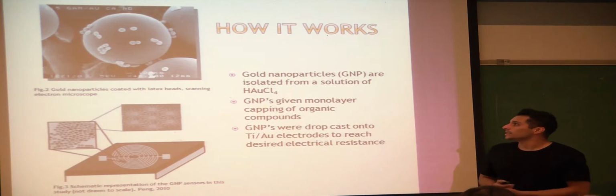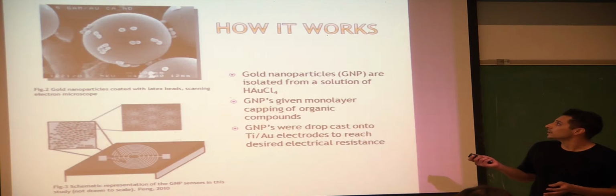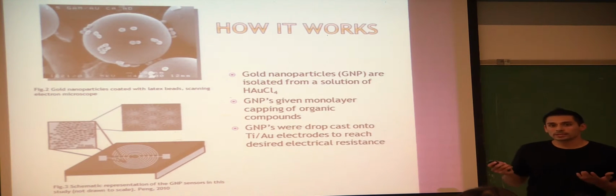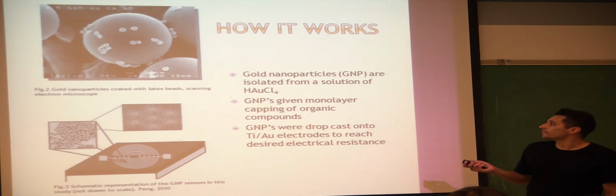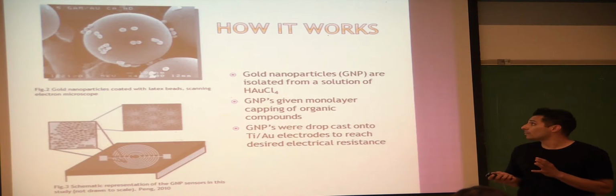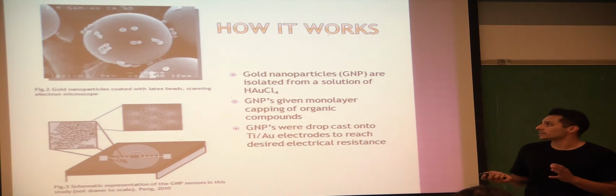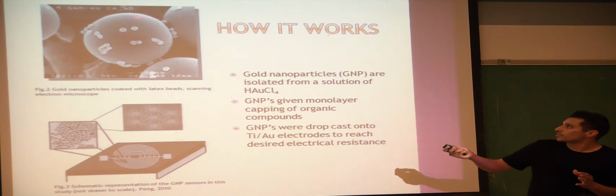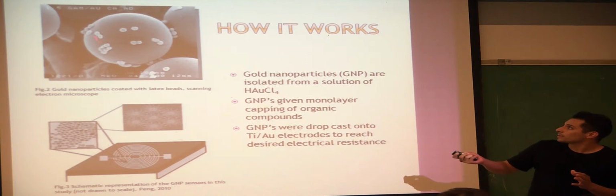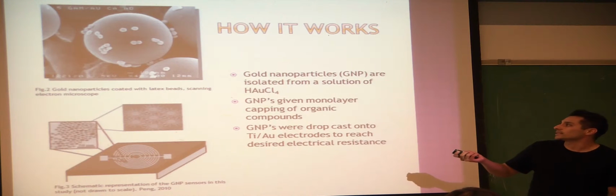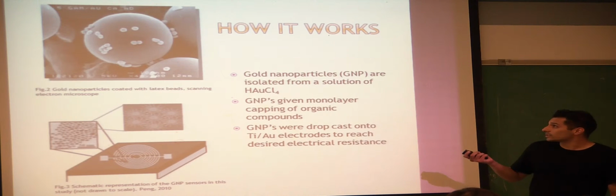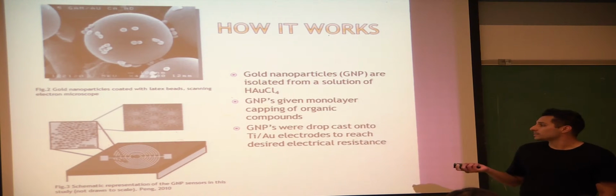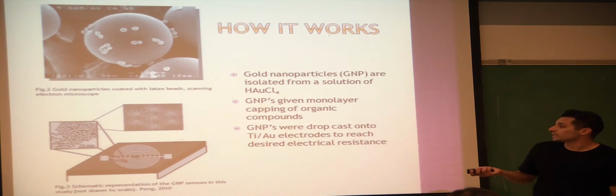it works is they isolate gold nanoparticles from a suspended solution, and these gold nanoparticles are then capped with a monolayer of organic compounds. This is a picture right here of gold nanoparticles with latex beads coated on them. And so these nanoparticles are then dropped onto an electric sensor, onto an electrode. These are chemical resistive electrodes.